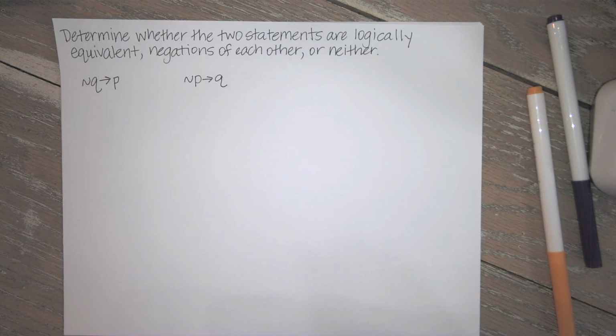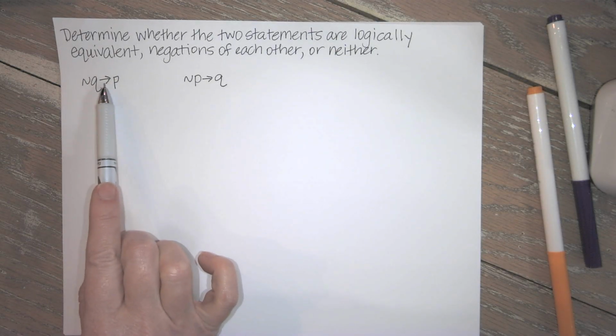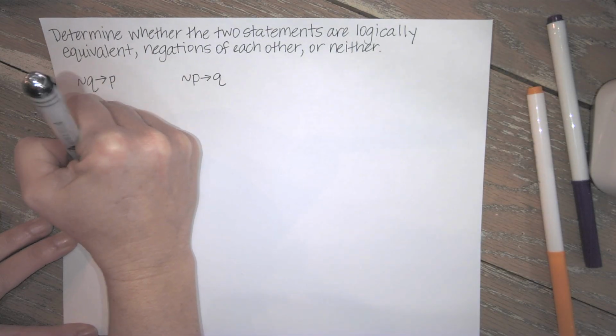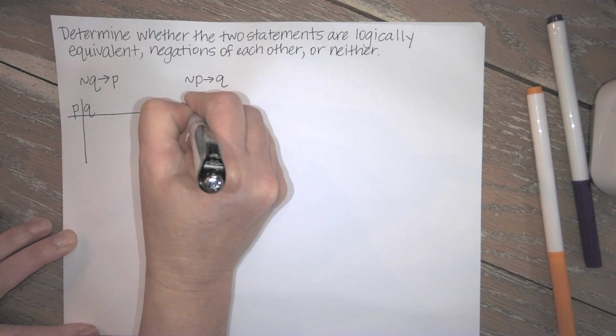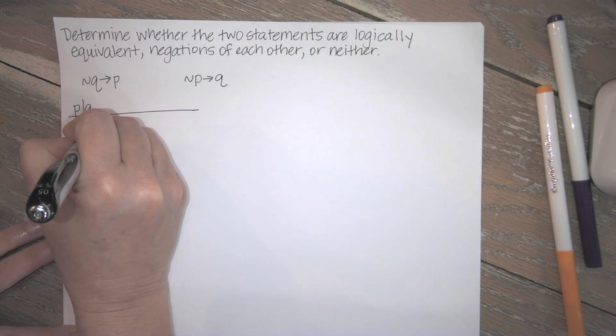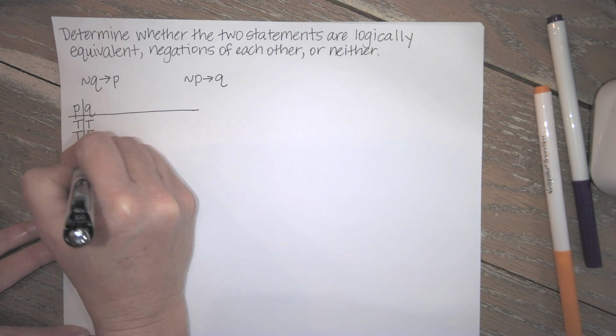Now, rather than building two separate truth tables, we can put this all in one big truth table just to save us some time and energy. As you can see, both of our statements only have P's and Q's, so they're only made up of two simple statements. So we know when we go to build our truth table that there will be four possibilities for the truth values for P and Q. True, true, true, false, false, true, and false, false.